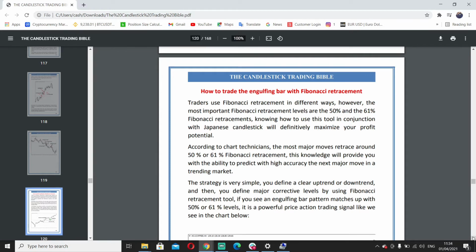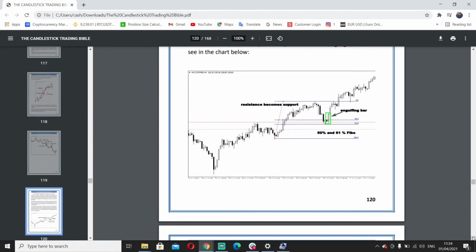You define a clear uptrend or downtrend, and then you define the major corrective levels by using the Fibonacci retracement tool. If you see an engulfing bar pattern match up with the 50 or 61% levels, it's a powerful price action trading signal, like we see in the chart below.